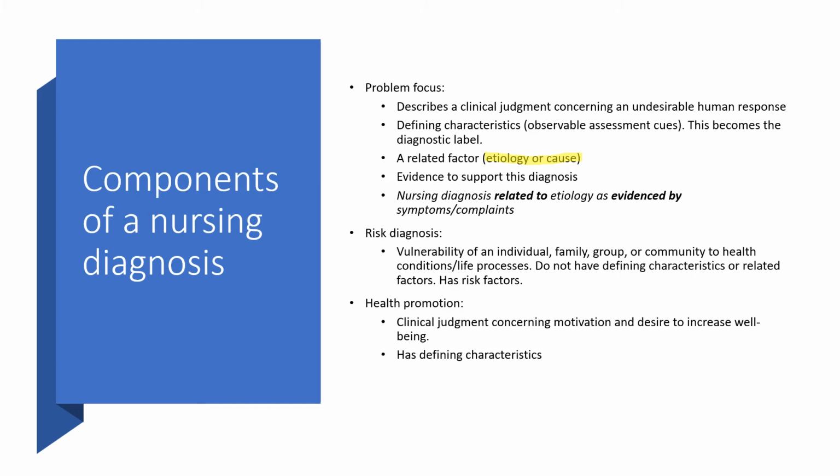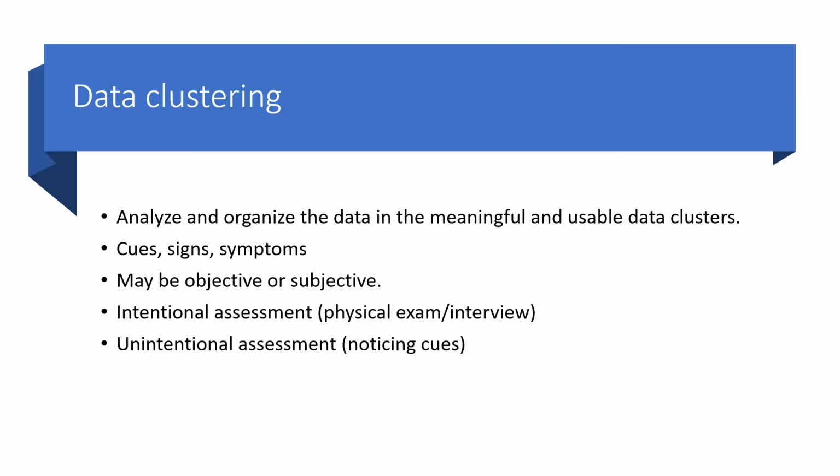Risk diagnoses are the vulnerability of an individual, family, group, or community to health conditions or life processes. That means they don't have defining characteristics, but you're worried that they're at risk for something. They're at risk for falls, for injury, for infection because they had surgery. That's what the risk is, and so that's what you would say: risk for falls. And then health promotion is a clinical judgment concerning motivation and desire to increase well-being, and it does have defining characteristics.